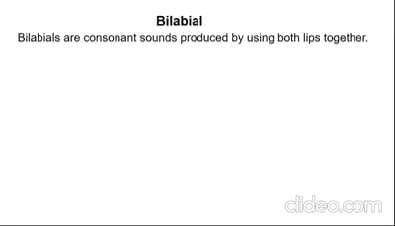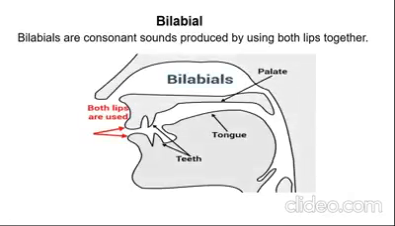Now bilabial sounds. Bilabials are consonant sounds produced by using both lips together. Bi means 2 and labial means lips. So 2 lips together. Look at the diagram. Here the red letters show both lips are used, and these sounds are called bilabial.